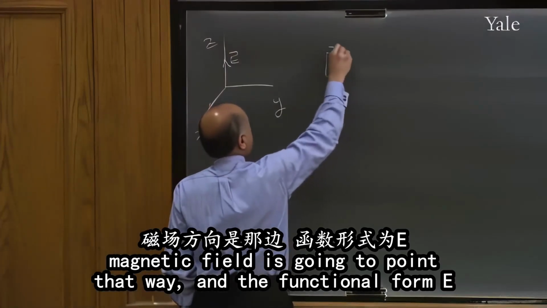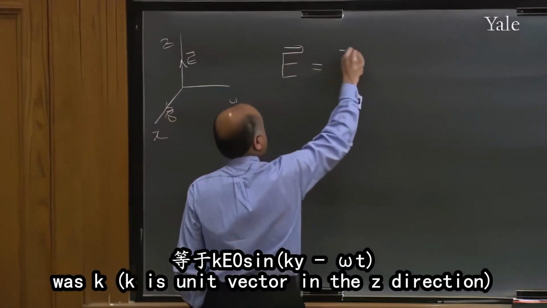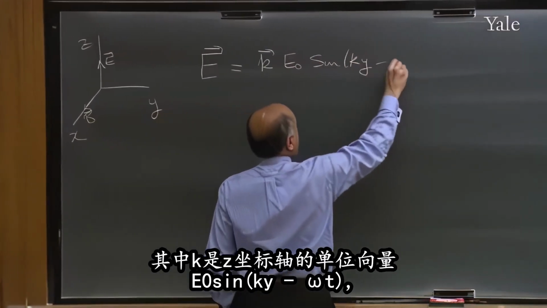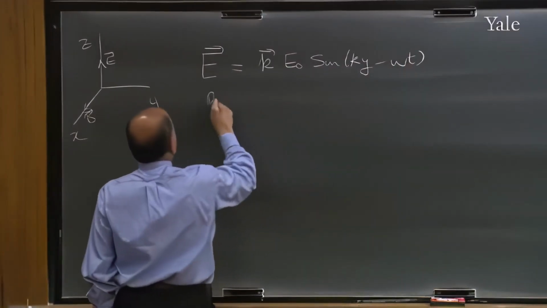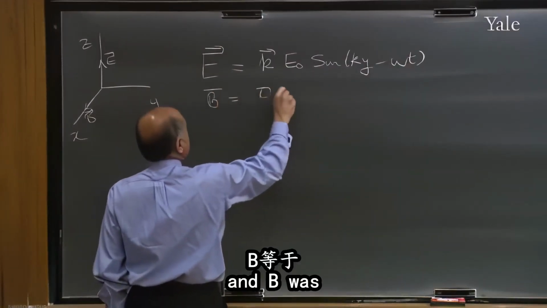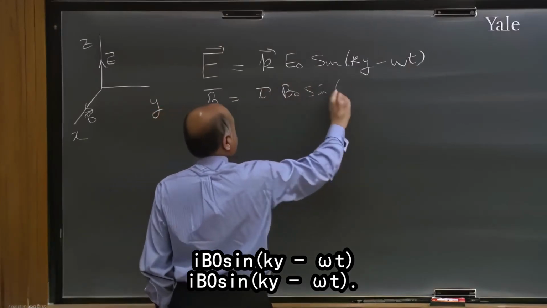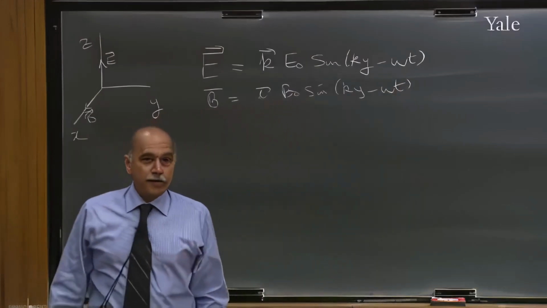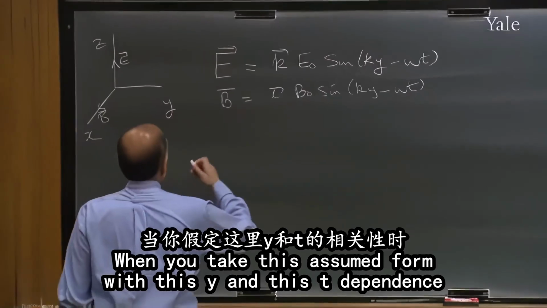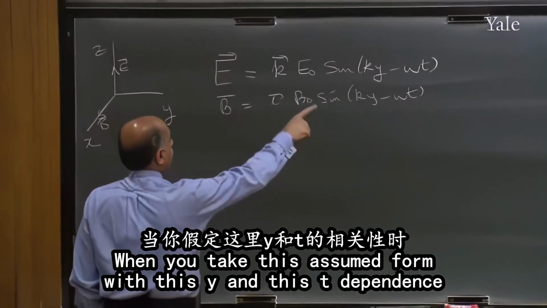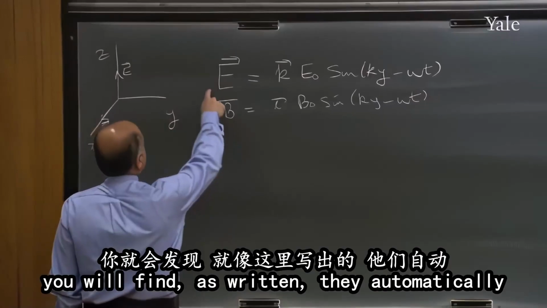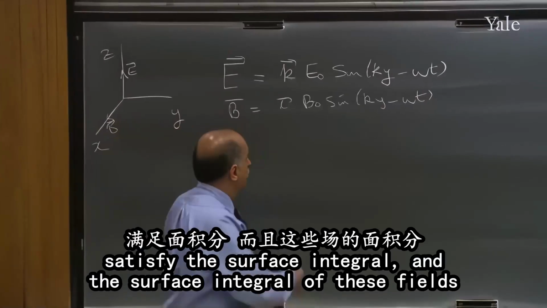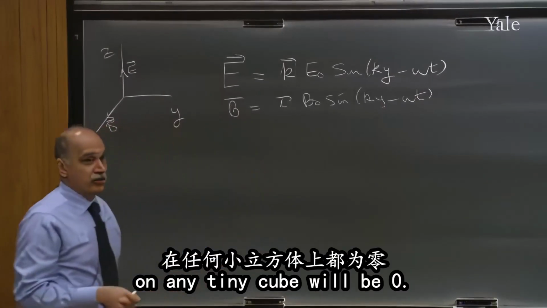And the functional form: E was k, the unit vector in the z direction, E0 sine(ky minus omega t), and B was i B0 sine(ky minus omega t). When you take this assumed form with this y and t dependence, you will find, as written, they automatically satisfy the surface integral. Namely, the surface integral of these fields on any tiny cube will be 0.